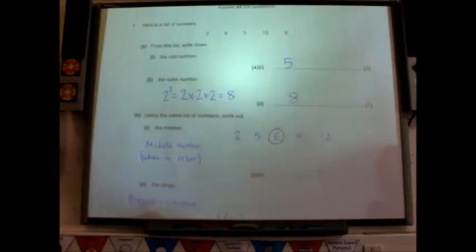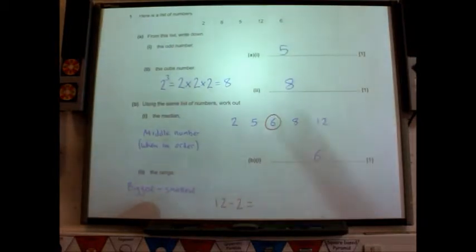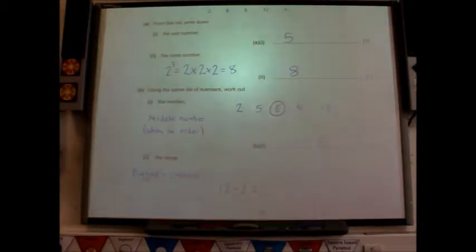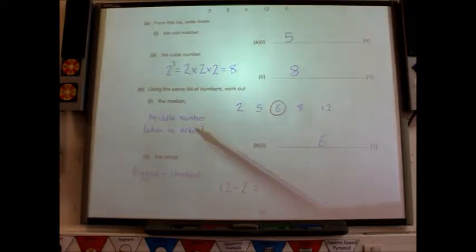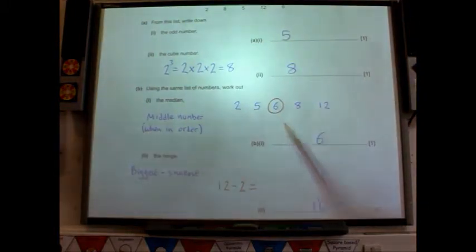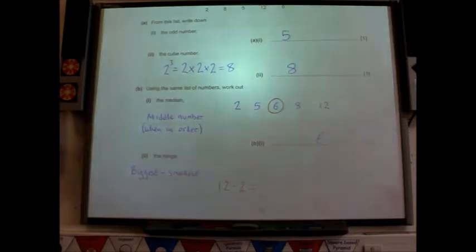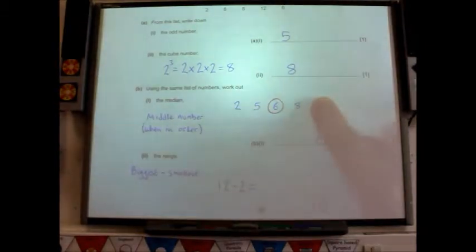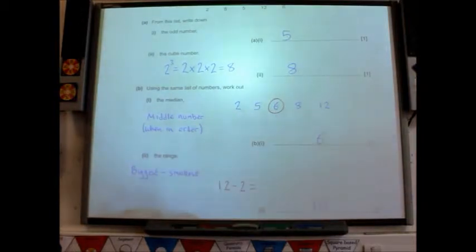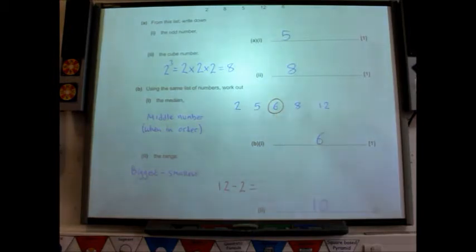Part B, using the same list of numbers, work out the median. The median is a type of average. There's the median, mean, mode and the range, and the median is the middle number when they're in order. So here they are in order, and number 6 is the middle one. If there are 2 in the middle, so for example if I took the 12 out and there's only 4 numbers there, 5 and 6 would be in the middle, so the median would be between those two. So in this case it would be 5.5. But there's an odd number of numbers, so we've got a clear middle one, which is all good.